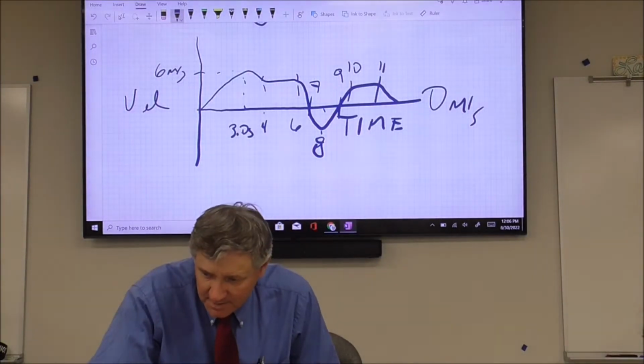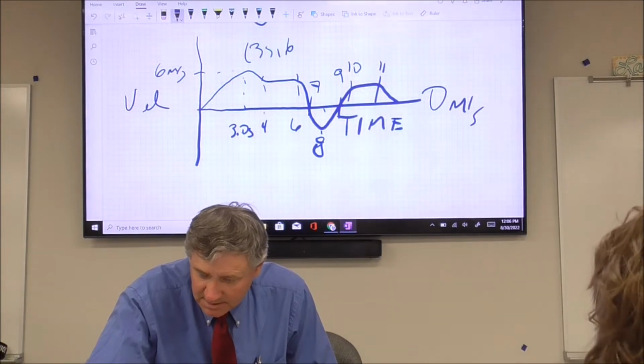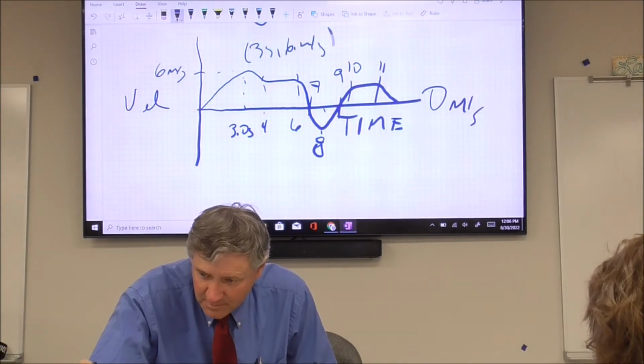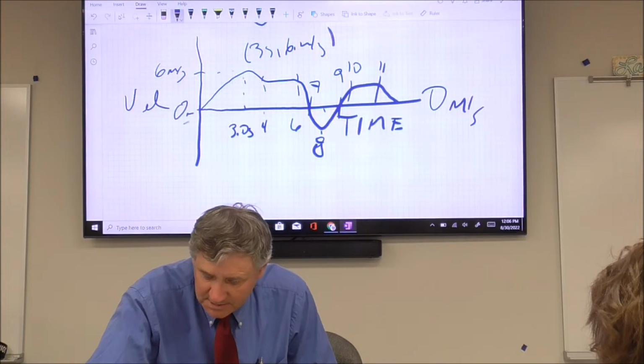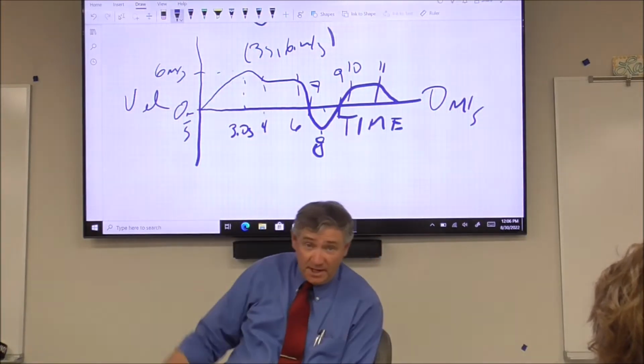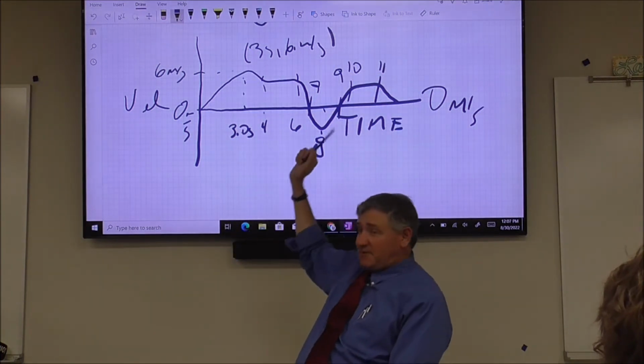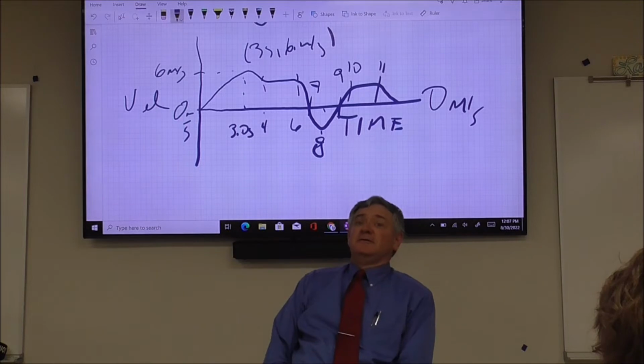I have a point of 3 seconds and 6 meters per second. And here I am at 0 meters per second. So pretend that that's a straight sloping line. Maggie, do you have enough information to find the slope of that line? Yeah. What's the slope of that line going to be?